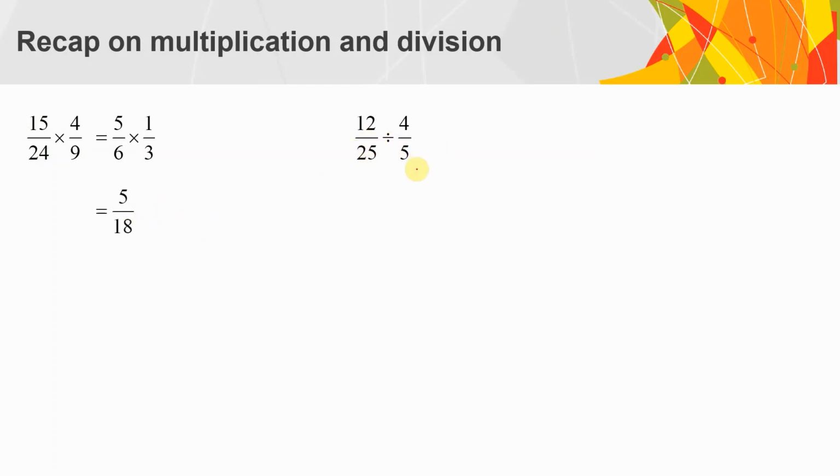As for divide, we need to invert the fraction at the back, not the front one, the fraction at the back. After inverting it, we can simplify like what we did just now. We can simplify diagonally, divide by 5 and divide by 4. This is just for you to understand. You can actually skip this step and write the final answer as 3/5. So that's the concept that we want to apply when we deal with algebraic fractions.